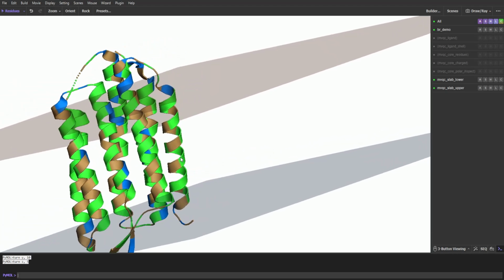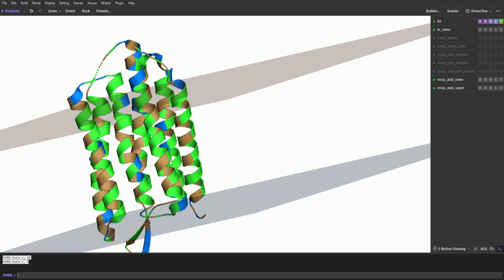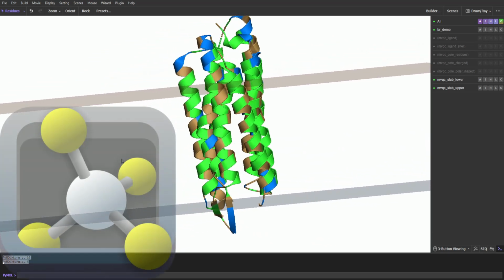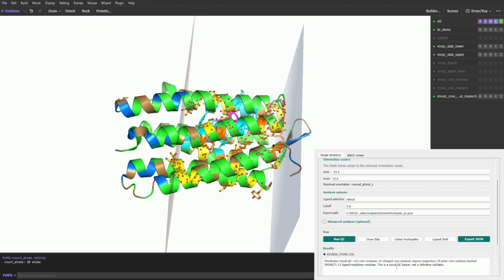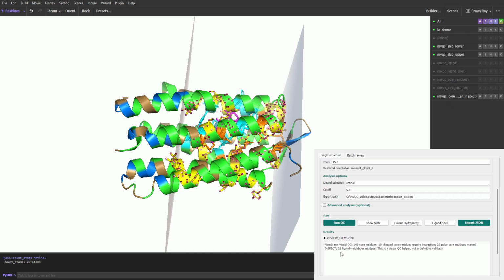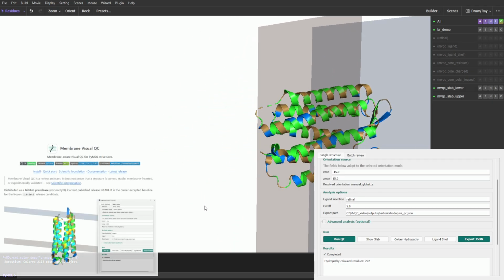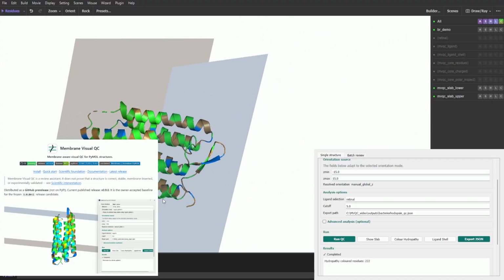Membrane proteins don't exist in a vacuum, but when you open one in PyMOL, that's essentially what you see, a protein floating in three-dimensional space. You don't immediately know where the membrane should be, which residue sits in its core, whether something unusual deserves inspection, or whether two different membrane orientation sources actually agree. So I built a PyMOL plugin to make that review process easier.